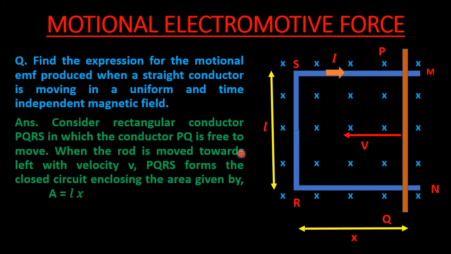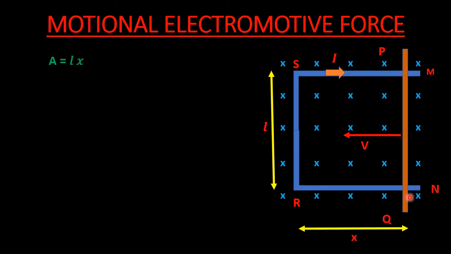So consider rectangular conductor PQRS in which the conductor PQ is free to move. Then the rod is moved towards left with velocity v. PQRS forms the closed circuit enclosing the area given by A equals L into X, because the area of a rectangle is length into breadth, length is L and breadth is X. So this is the area. As this PQ moves towards left, the flux linked with the area will decrease.